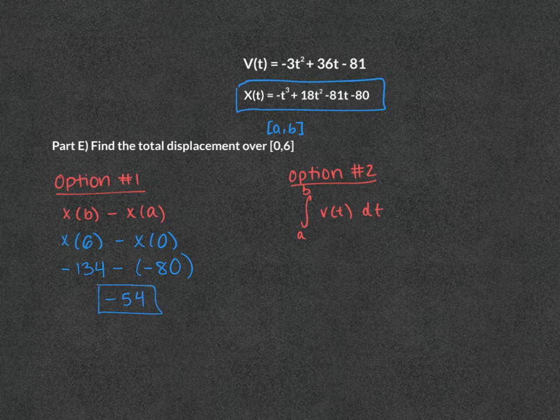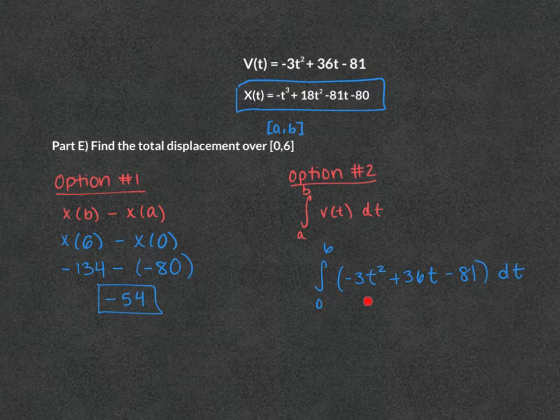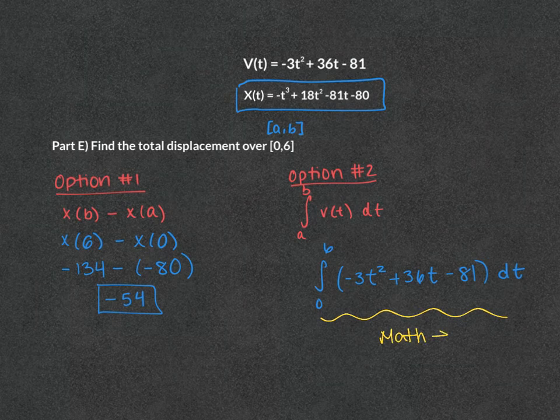The other way to do it is to integrate over the interval from 0 to 6 of your v of t function. My v of t function I'm going to say is negative 3t squared plus 36t minus 81 dt. So take a minute, throw all of this into your calculator using the Math 9 option, and hit resume when you're ready for the answer. And you should also have gotten negative 54. So either way you do it, you'll get the displacement.